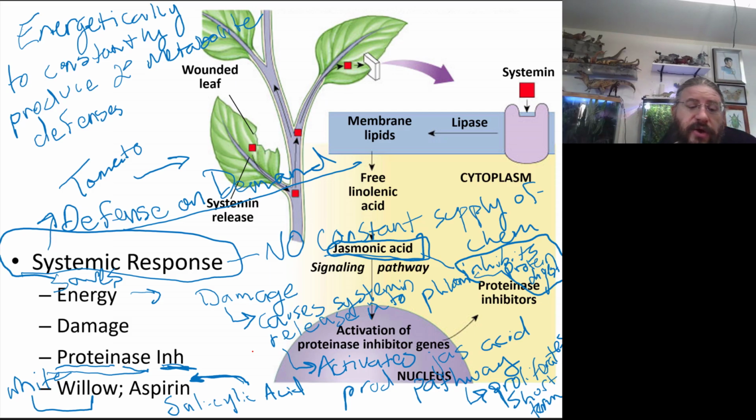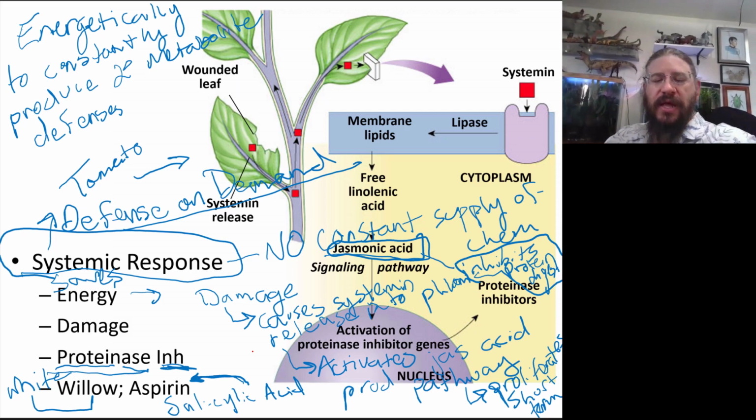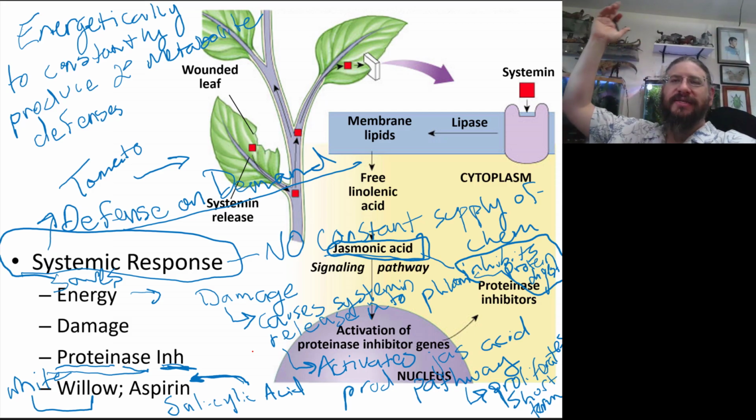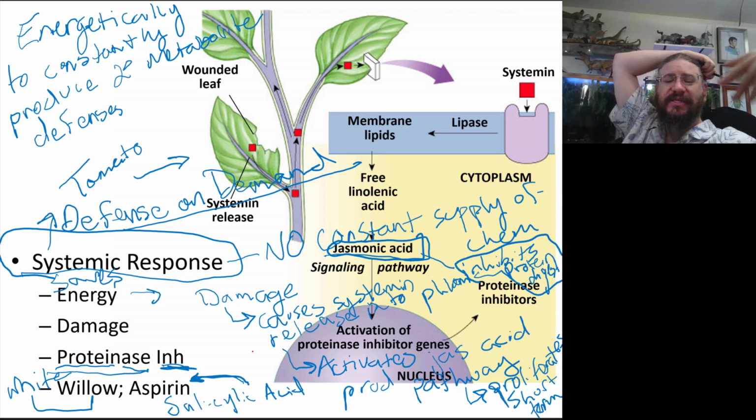So there you go. You don't have to put all your resources into having your defenses constantly in your plant. Instead, you can have them on demand. So the bonus is significantly lowered energy costs associated with defense. The con would be that it takes time. So, you know, I don't know. Pretty cool. It's just literally pro and con, like a cost benefit thing as to whether or not a systemic response is warranted in these various species.